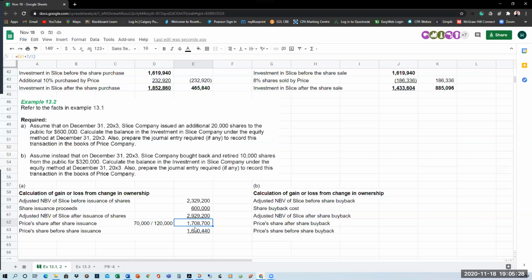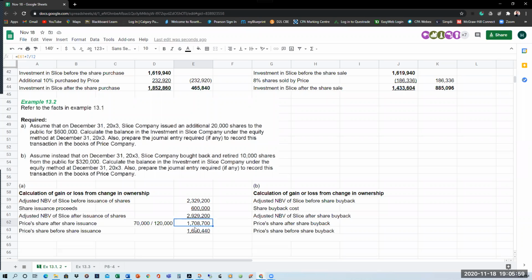Does that make sense? So with an additional issue, it is possible. Hugo's saying if Slice Company just went ahead and issued some more, like another 20,001 shares, then our friend Price will be owning less than 50%.